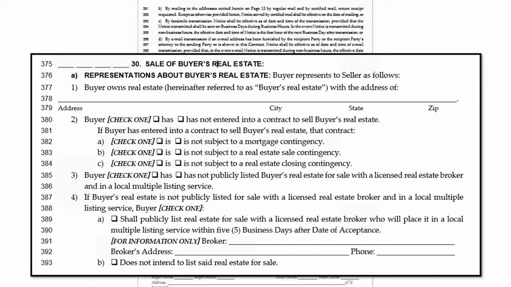So now, if you checked has listed the property, then you would not have to do 4 because it says buyer's real estate is not publicly listed. So let's go back to 3. If you check the box that says has not listed their house for sale, what is your buyer intending to do with their house? 4A says, he shall publicly list the real estate for sale within 5 business days after date of acceptance, and this is who they're going to list it with. And if they don't know who they're going to list it with yet, they don't have to fill it in because it's for information only.